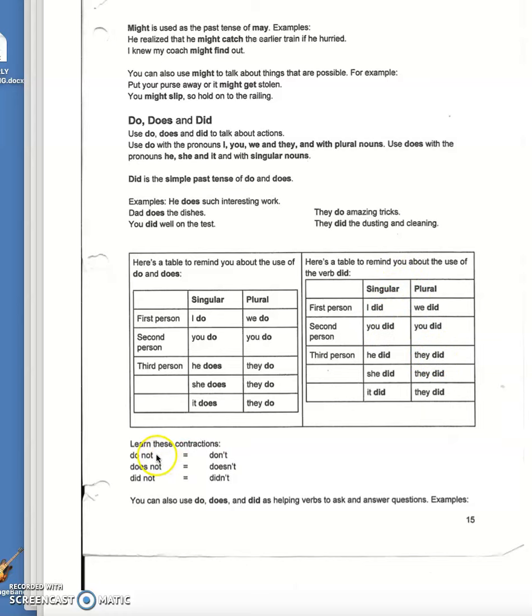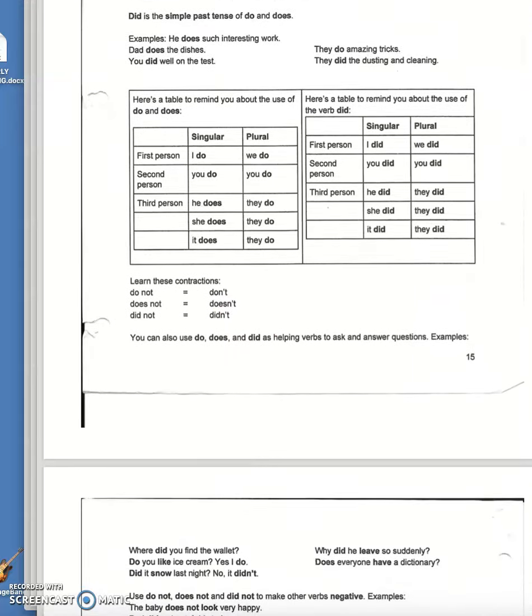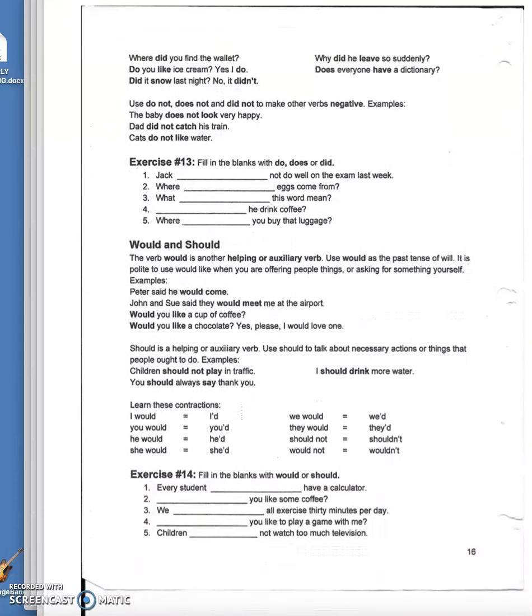Okay? Here are a couple contractions that are connected with do. Do not is the same as don't. Does not is the same as doesn't. Did not is the same as didn't. Okay. So let's move here. And you can review this if you wanted to pause this and just kind of read this on your own here. You could read these questions. These are just all examples showing different ways of using did or do or does or didn't.